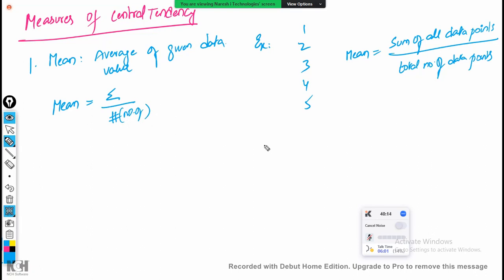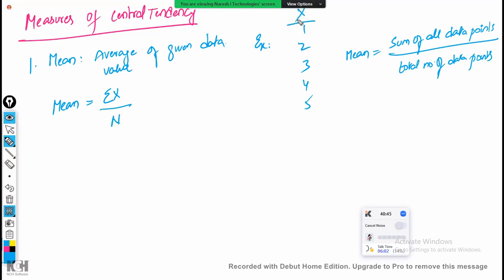For example, in this class, how many students are there, miss? I can just write it like this, hash students. What is meant by hash, miss? Number of students. So that is the hash symbol. Now, coming back to the mean: mean is nothing but the sum of all the data points divided by the total number of data points. That is, sum is sigma, sigma of x divided by the total number of data points, n.